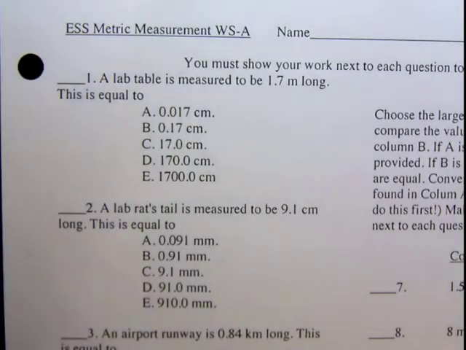Okay, this is Mr. Burns, and we're going to go over the metric measurement worksheets. Before I even start, I'm going to write what I need to do these successfully. The metric prefixes: King Henry died by drinking chocolate milk, or whatever you remember to put this in the right order. This will help you a lot if you're having trouble.